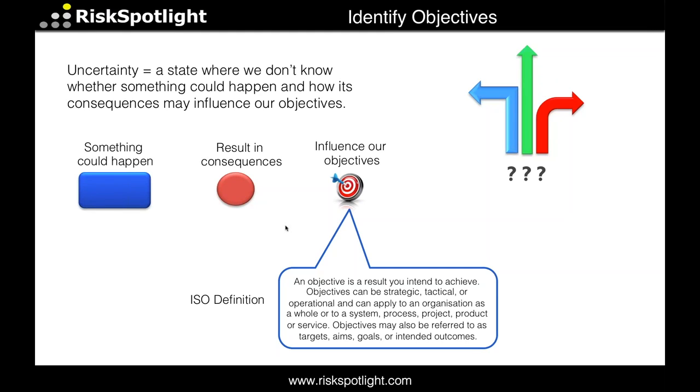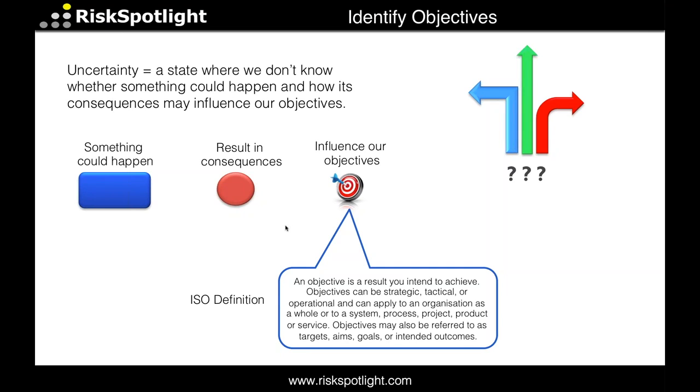I want to go back to this element of uncertainty, and objective. Those are the two key things that, if you forgot everything from this course, you should take away: it's about uncertainty and the objective of the organization. So we want to start with the objective. I've taken a definition from ISO: an objective is a result you intend to achieve.